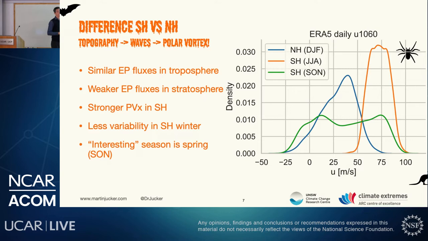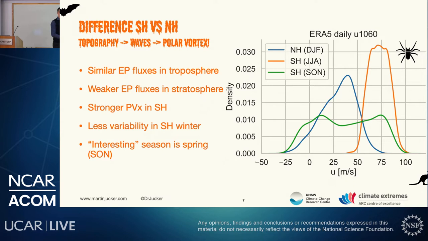So here again, a comparison. Blue is the DJF histogram, if you like, or a KDE, of the Northern Hemisphere DJF zonal mean wind at 10 hectopascals, 60 north. And in orange, the same thing in the Southern Hemisphere for the Southern Hemisphere winter, JJA. And you see how it's almost a delta function. So in the Southern Hemisphere winter, the polar vortex is just there. It is very strong, and it doesn't move.